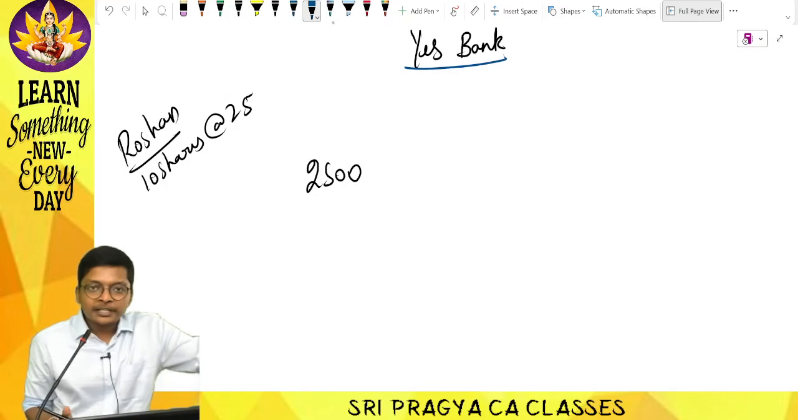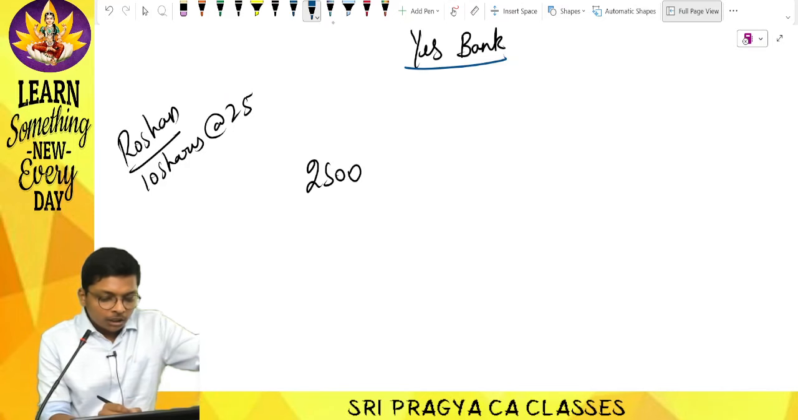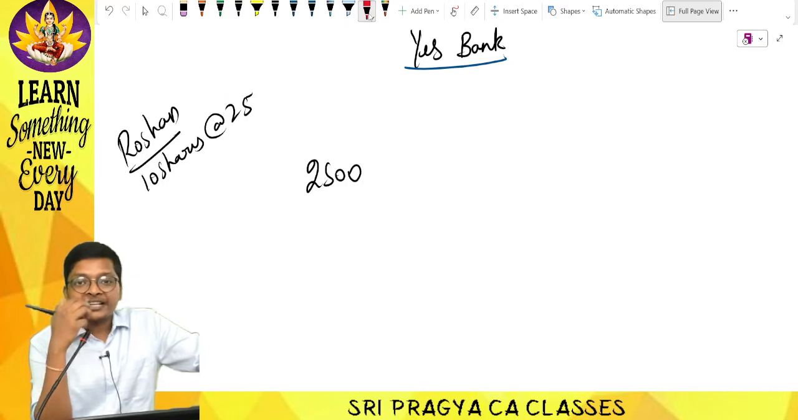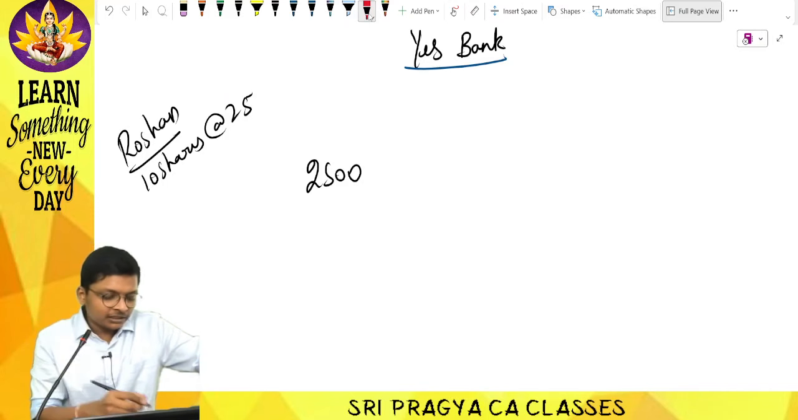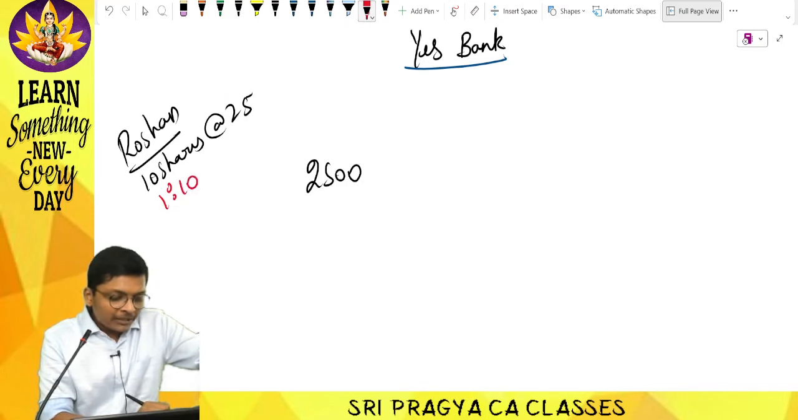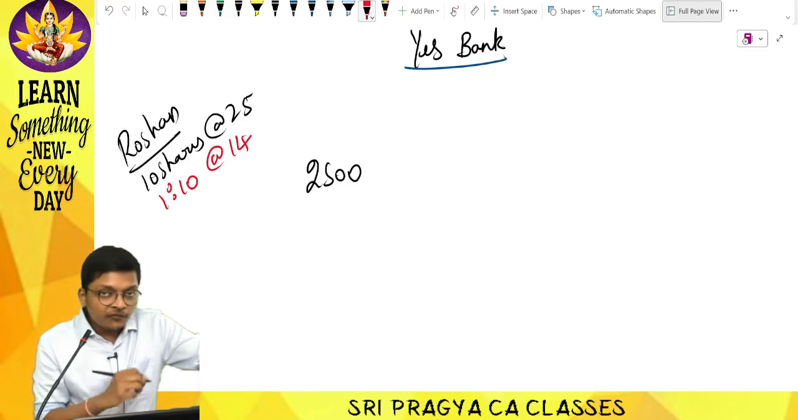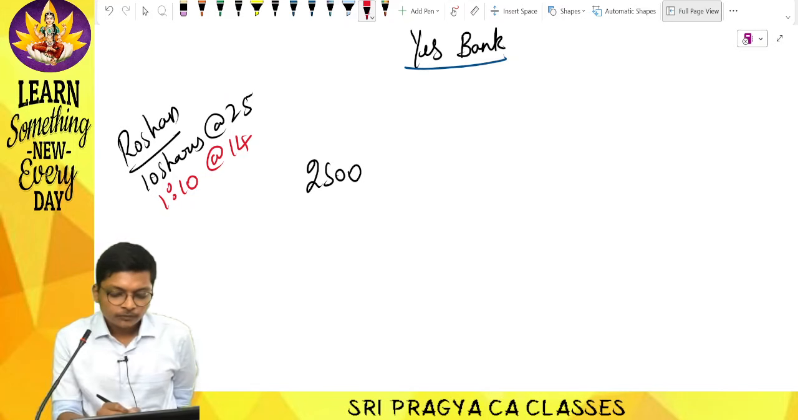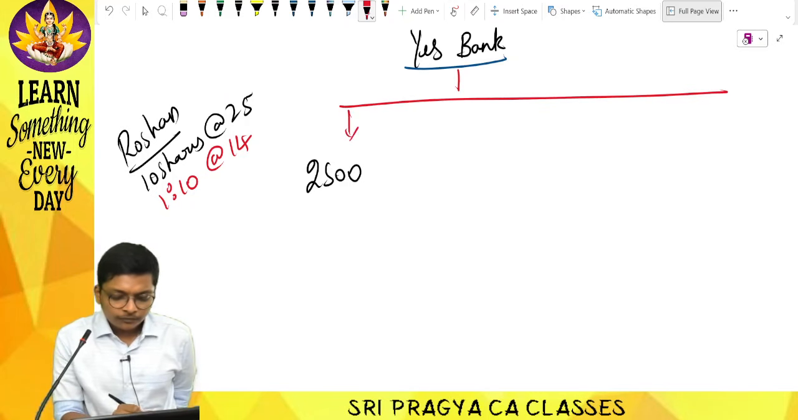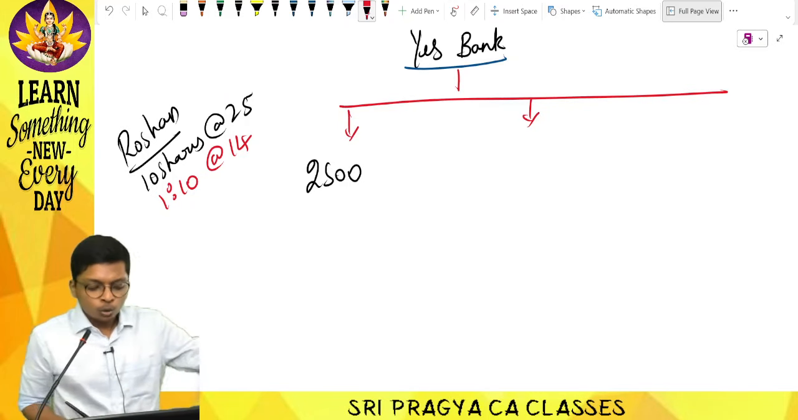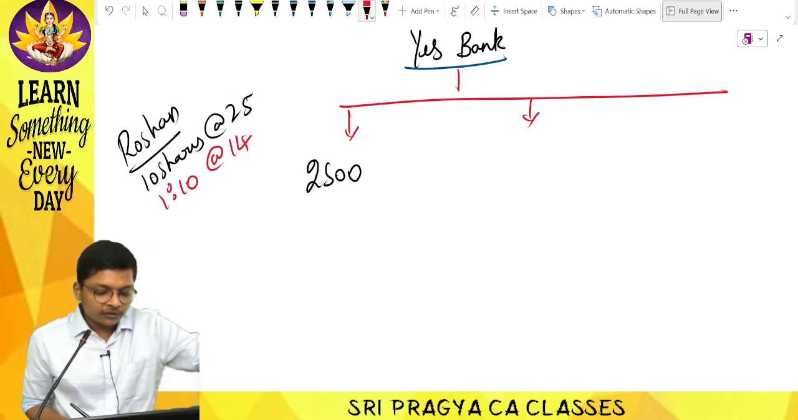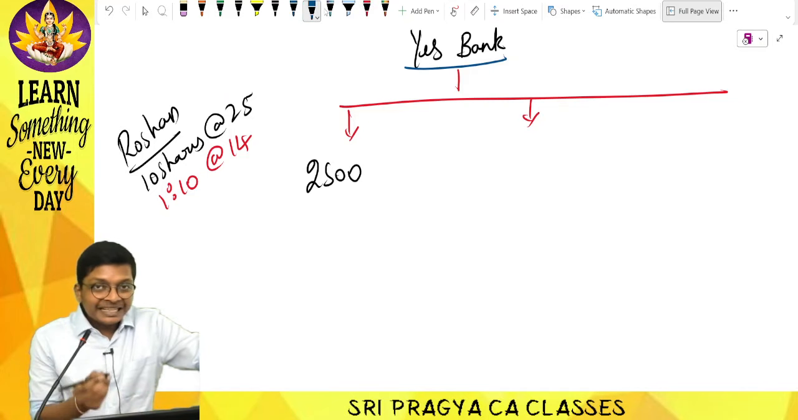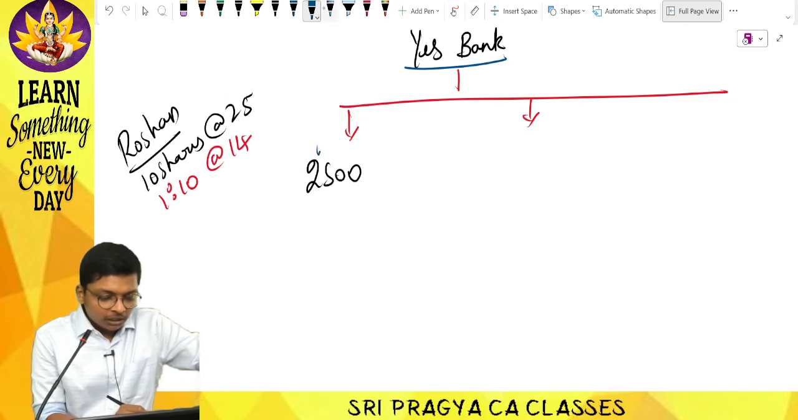Now what is happening? Yes Bank is making a further issue of rights, new issue of rights at 1:every 10 at rupees 14 per share. So rights are made at lower price. What will Roshan do when he receives this offer? Imagine he accepts the offer. He is going to accept the offer.